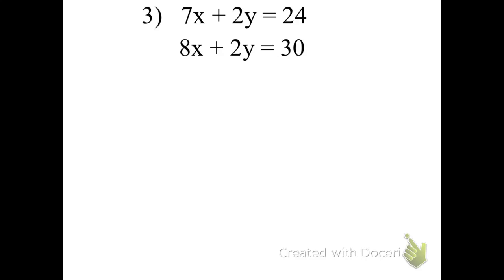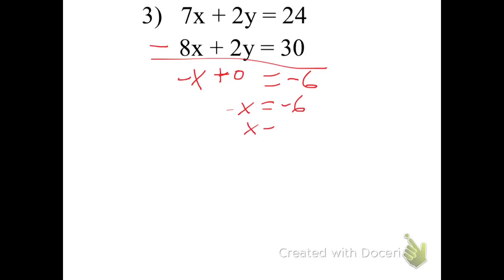So if I take the top equation and I subtract the bottom one, I'm going to get rid of the y's, because we got positive 2y and positive 2y. If we subtract those, the y's disappear. So I'm going to do that. I got 7x minus 8x gets me negative 1x. The y's disappear, so plus 0. Equals, 24 minus 3, minus 30 gives me negative 6. So now all I got is negative x equals negative 6, which means x is just 6.